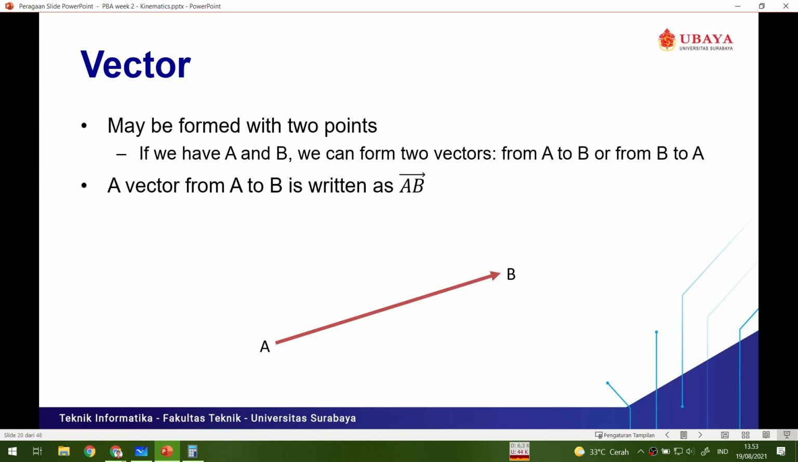Okay, a vector may be formed from 2 points at minimum. So if we have point A and point B, we can actually form two vectors, either from A to B or from B to A. The vector from A to B is written as AB with the arrow notation.